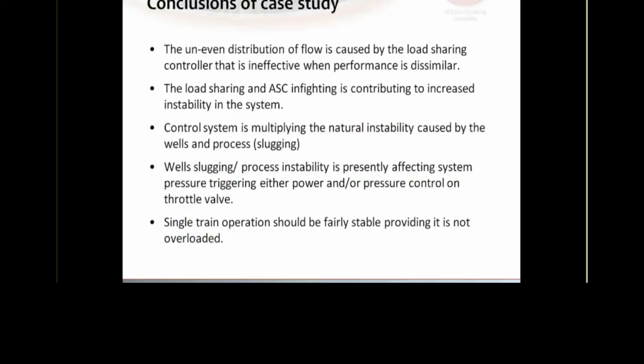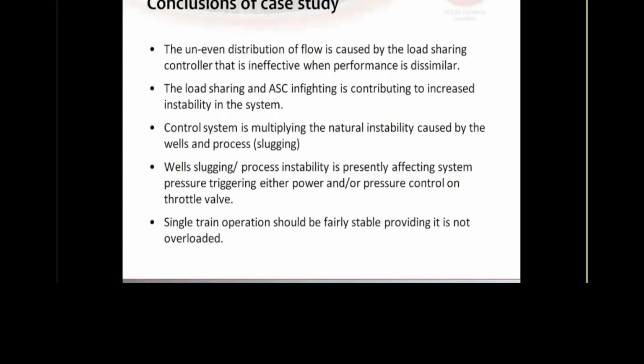Now that pretty much comes towards the conclusion of what I was trying to explain. Before I hand it over to Marco, I would just like to quickly recap where we started and what happened. So the thing that we started with is unstable operation with 2 trains having uneven flow distribution.